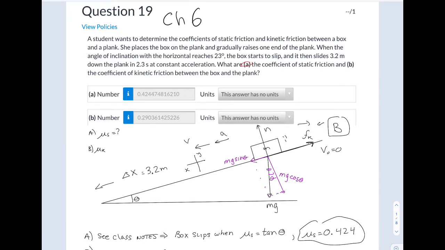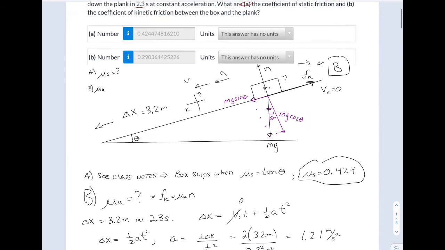So essentially, there's a plank, and it's lifted up, and they find that this box starts to slip when it reaches 23 degrees. And then after it slips, they find it slides a certain distance in a certain time at constant acceleration. So I drew that entire picture. So first thing I want to do for part A is they want to find the coefficient of static friction.